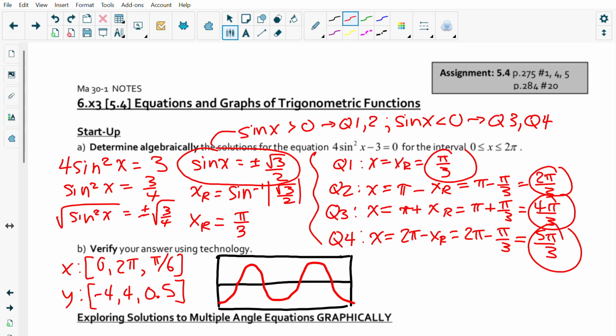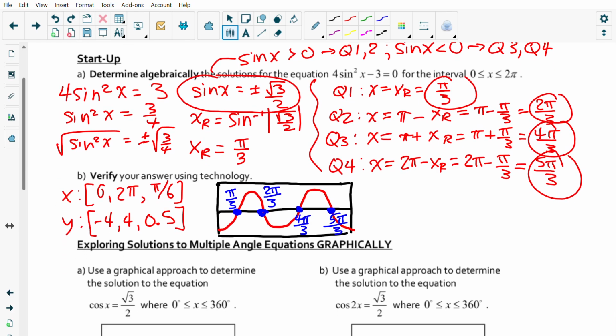Okay, and so right here, here, here, and here, those are my 4 solutions. Let me just pencil this in. That's pi/3. This is 2 pi over 3. This is 4 pi over 3. And this is 5 pi over 3. So there's an algebraic and graphical solving of this problem.